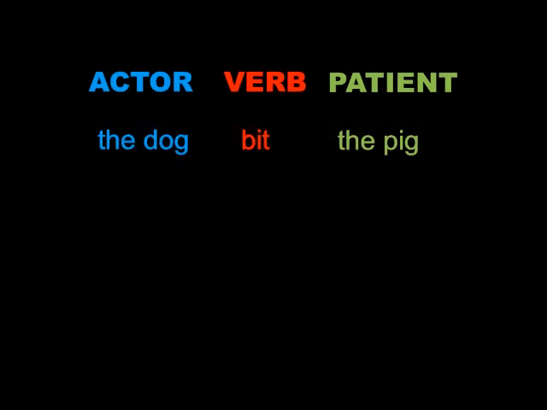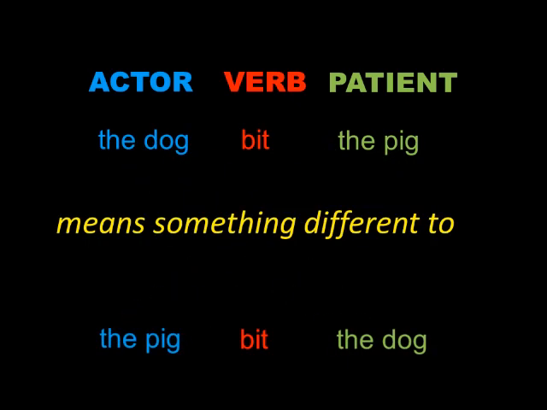In each of these languages, the order of the parts tells us how to understand the sentence. It tells us what the sentence means. For example, in English, if we leave the verb in the same place, but switch the order of the other words around and put the pig at the beginning and the dog at the end, the sentence means something different. The pig bit the dog.